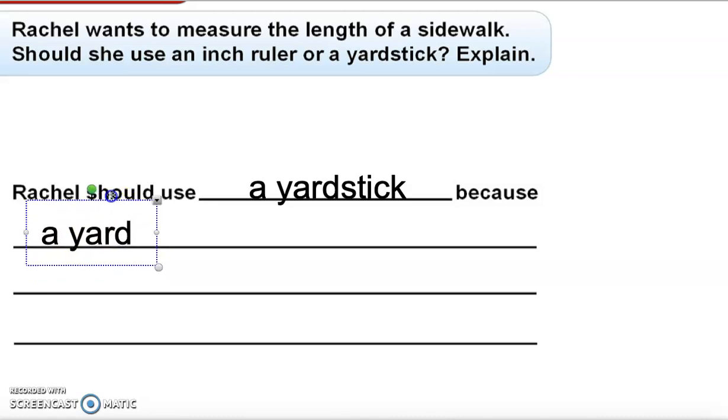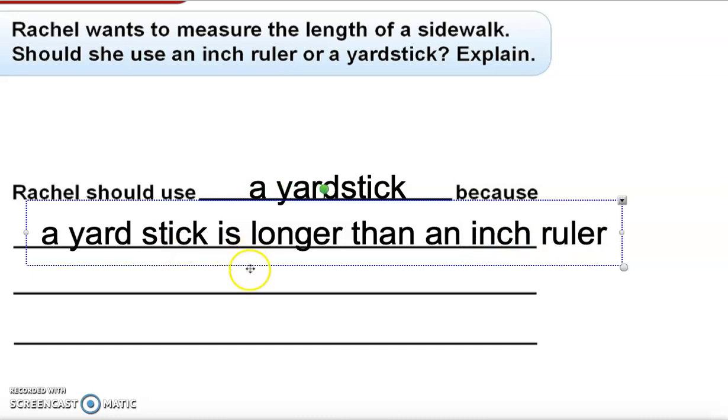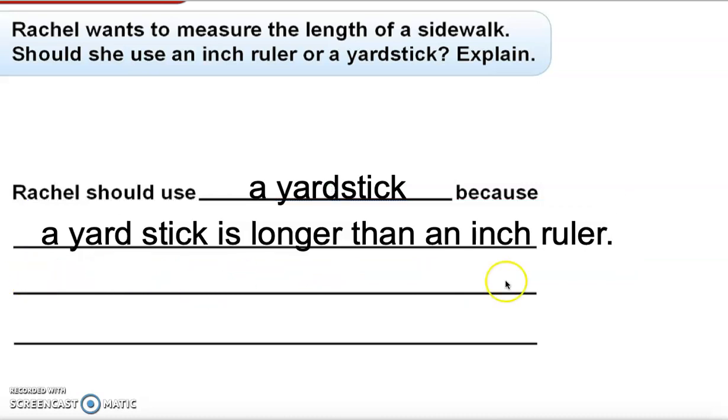I'll move this up just a little bit so you can see it better. A yardstick is longer than an inch ruler, right? So a yardstick is longer than an inch ruler. So that's something that we can say because we're trying to measure a distance, right? So in terms of using a yardstick, it is going to be a lot easier to use because it covers more distance. It's able to measure a longer distance. Okay? So Rachel should use a yardstick because a yardstick is longer than an inch ruler.